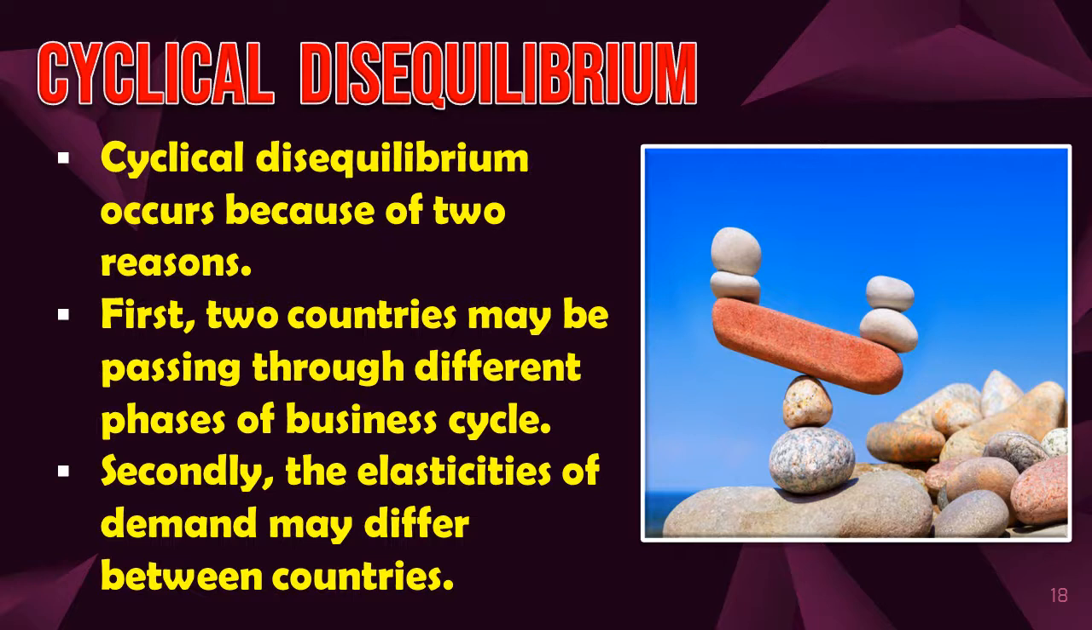Second, the elasticities of demand may differ between countries. Elasticities of demand may not be the same in all the countries. It may differ from country to country. The product for which one country has more elasticity of demand may not be the same in the other country. Because of these two reasons, cyclical disequilibrium takes place.